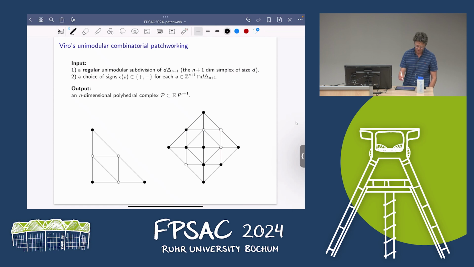Okay? And then Viro's patchworking procedure says in these 4 copies now, just draw some curve, I'll draw it in red, that separates the pluses from the minuses. So just think 0 is between plus and minus.